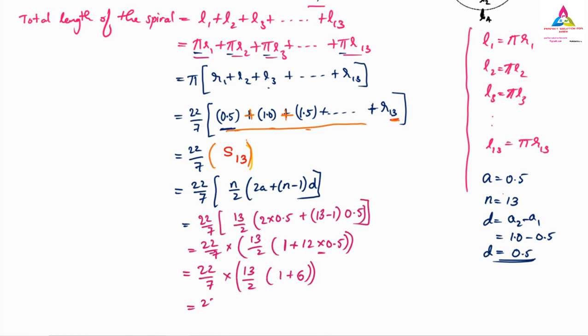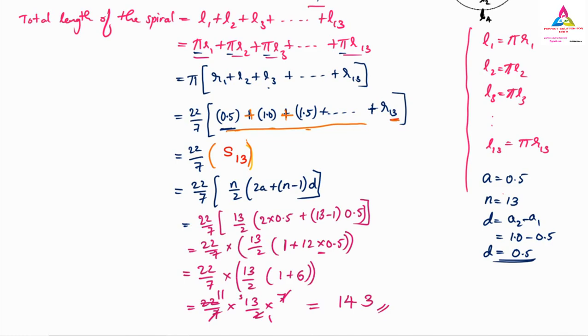You can calculate it. 22 by 7 into 13 by 2 into 1 plus 6, which is nothing but 7. I have taken it outside the bracket because here we have into, and here also we have into. So we can write it this way. Now you can see this 7 can be cancelled. 2 elevens are 22, so we can write 2 elevens. Lastly, the only thing remaining is 11 into 13. 11 into 13, how much? 11 threes are 33, 3 will be carry. 11 ones are 11 plus 3 is 14. So 143 is the final answer.